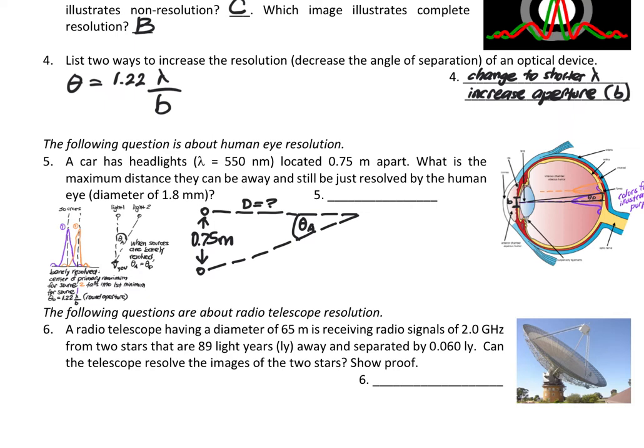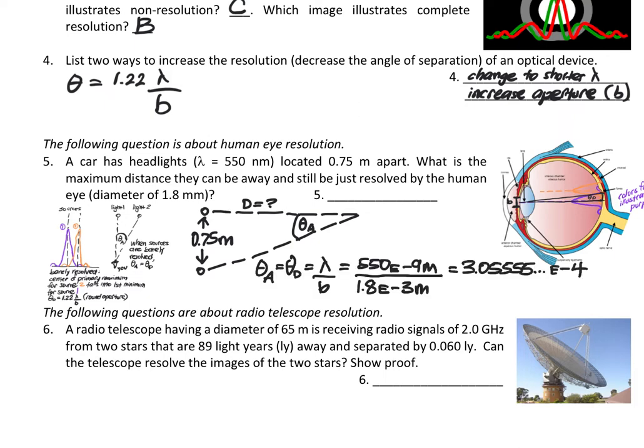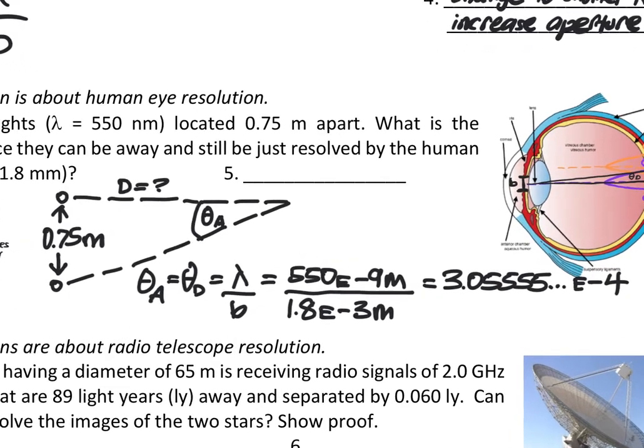So first, let's solve for theta, and then using theta, we can do a little bit of trig and solve for D. And so we get 3.05555 times 10 to the negative 4 radians. I'm running out of room here. I might want to zoom in a little bit.